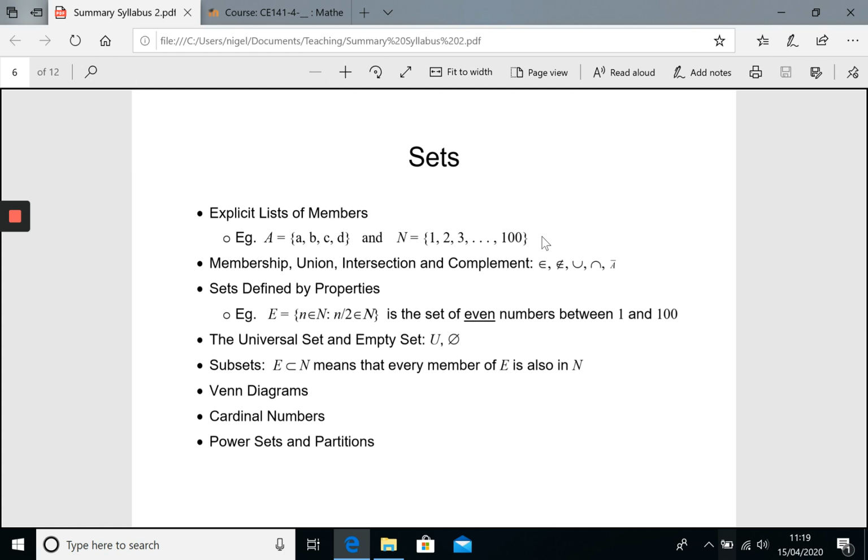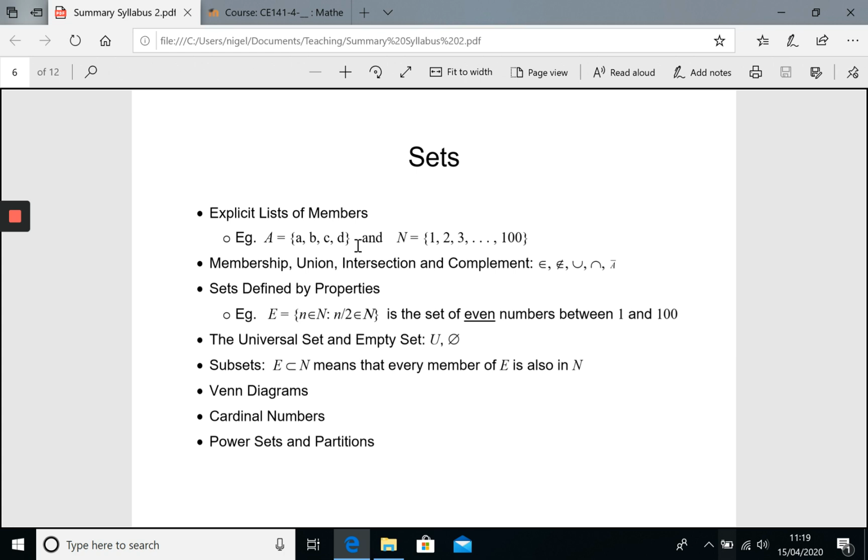There is no notion of order in a set. So even though I've written the members of set A, capital A, down here as a, b, c, d, I could write them in any order: b, c, d, a, or b, a, c, d, and so on. That would still be exactly the same set.